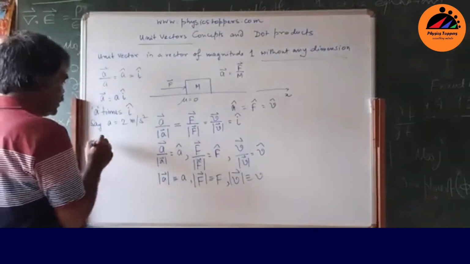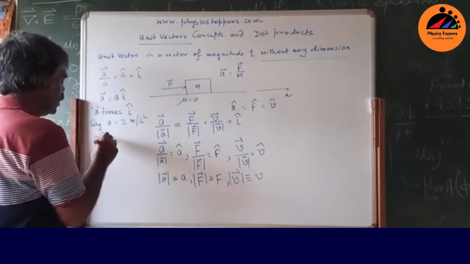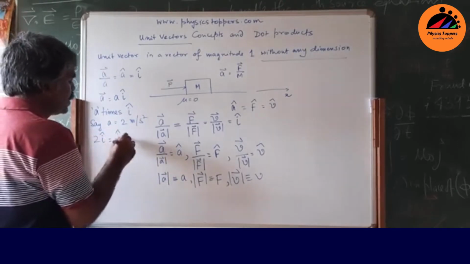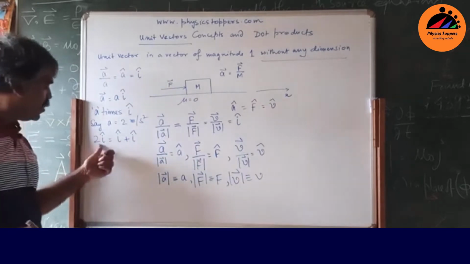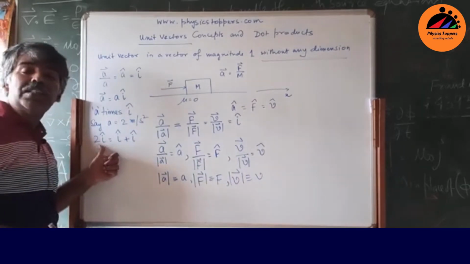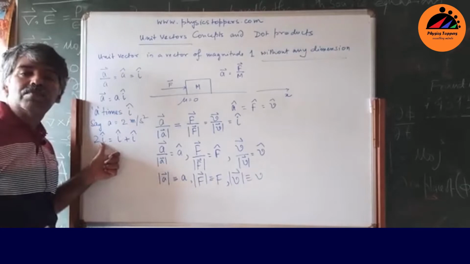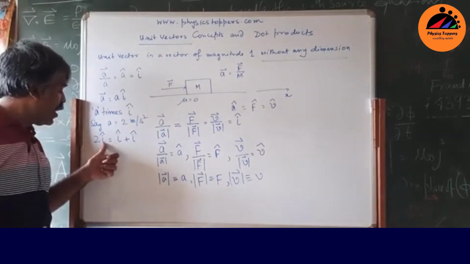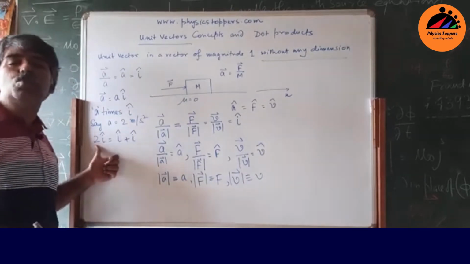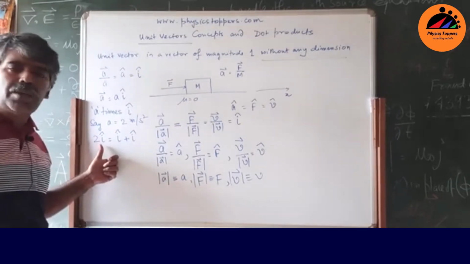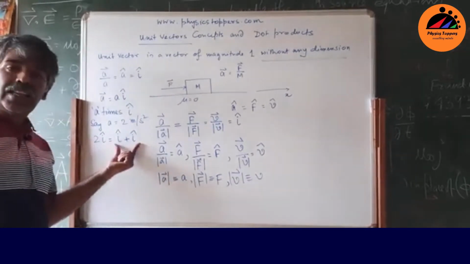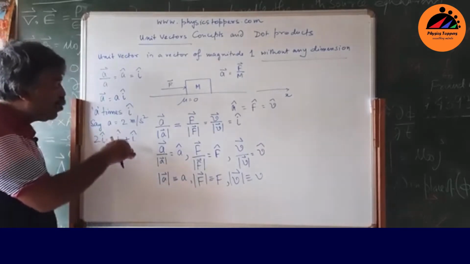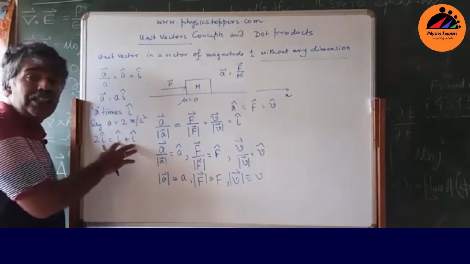Now this 2 i cap is basically i cap plus i cap. Here there is nothing between 2 and i cap. It's scalar times a vector. Means this vector is a number times the vector. It may be 2.5 times, 2 times, 3 times, anything. So this is read as i cap plus i cap. Now this has an operation. This is just a vector addition.